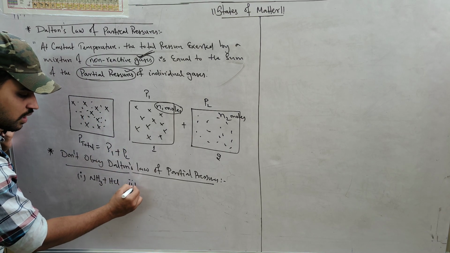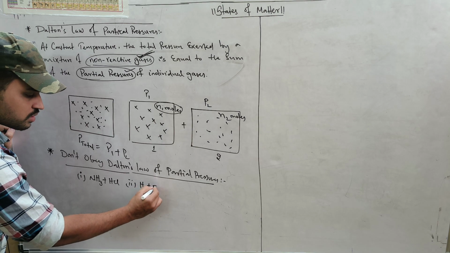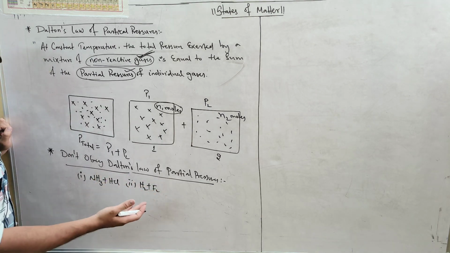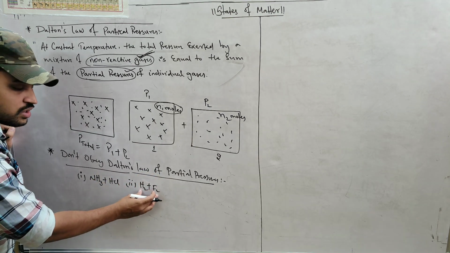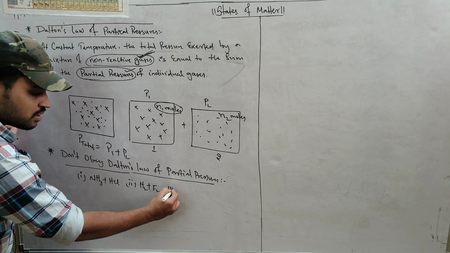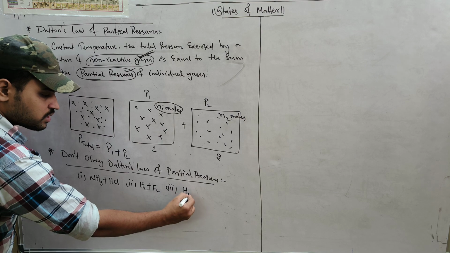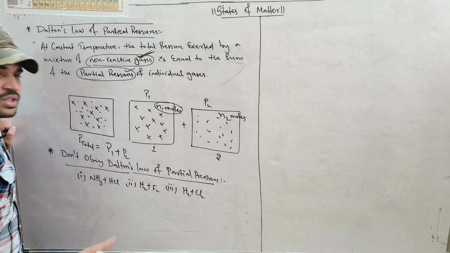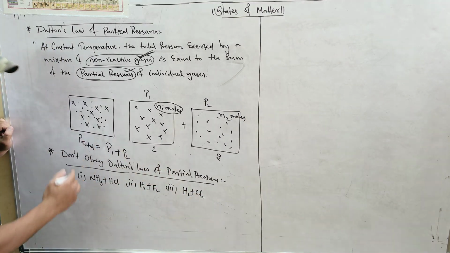And similarly, we can write hydrogen and fluorine, H2 plus F2. For them also, they are going to produce what? Hydrogen fluoride. So these are reacting gases. The gases which I'm writing are reacting gases. Third one, we can say H2 plus Cl2. This is also a reacting gas. It is not applicable.